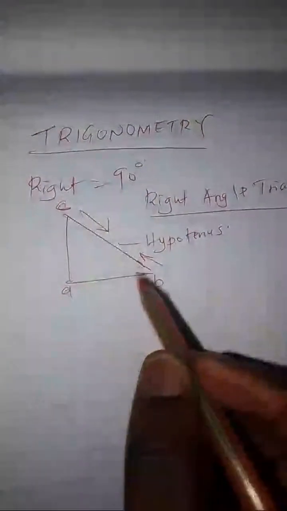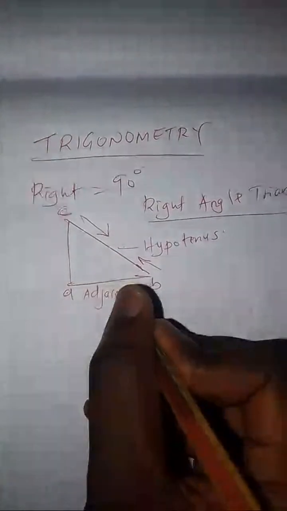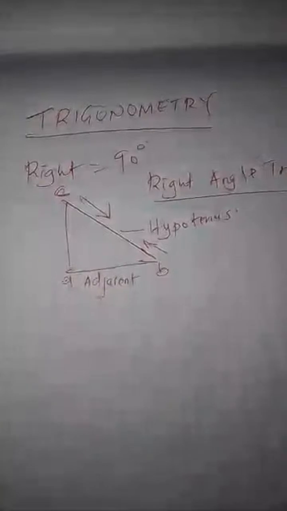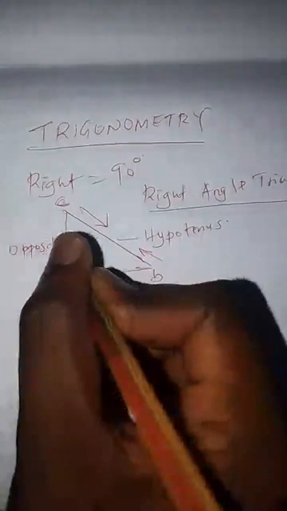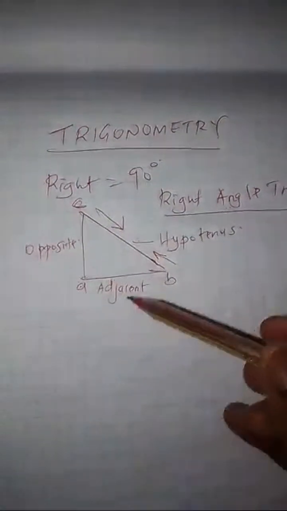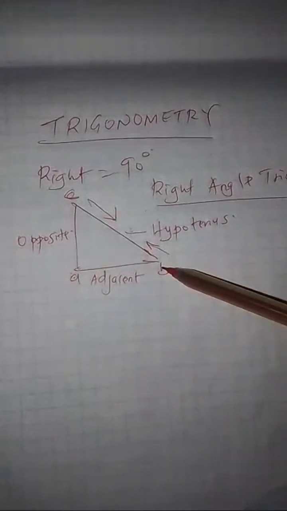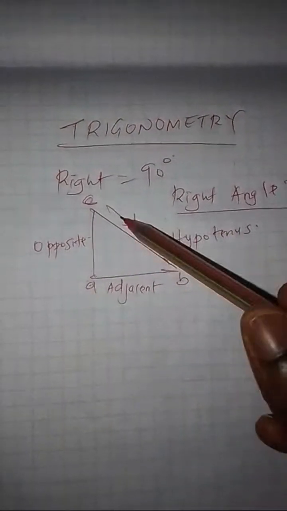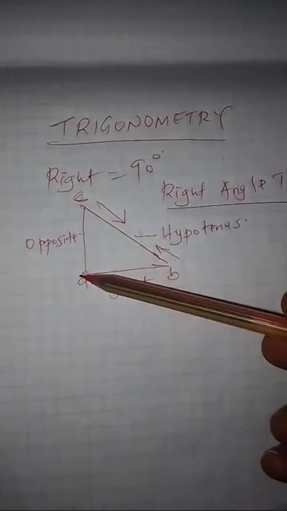So the distance between A and B is the adjacent. And we have C to A, or A to C, which we call the opposite. So this is the opposite side of the triangle. In the triangle, we have the adjacent side, that is the distance from A to B, and the hypotenuse side, that is the distance from C to B or BC. Then we have the opposite side, that is the distance from AC or CA.